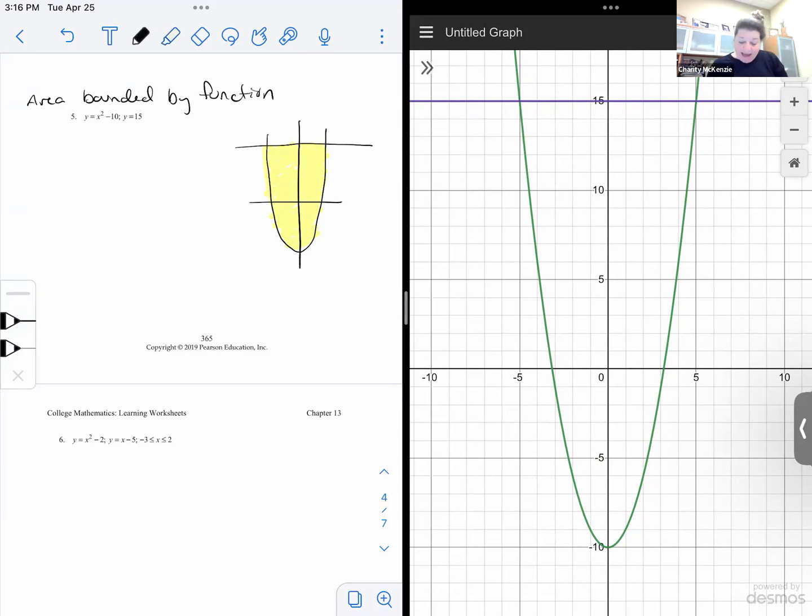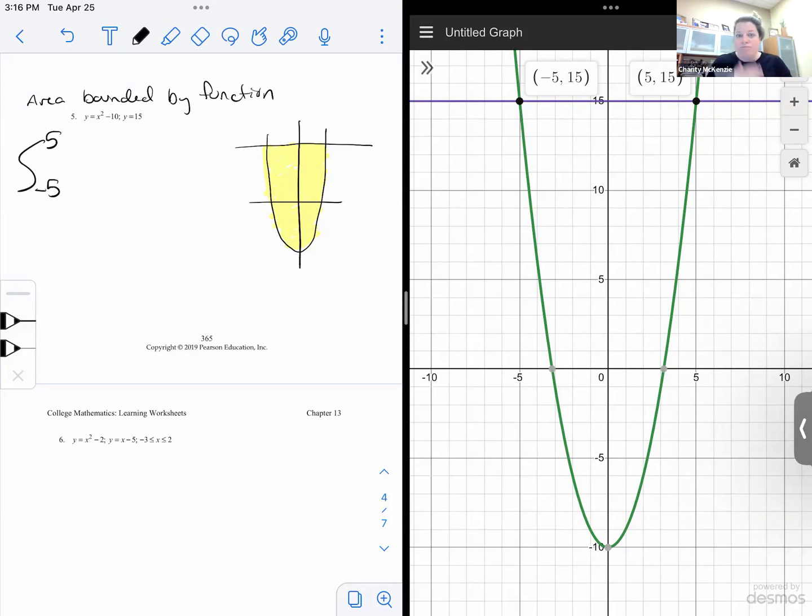So if I'm going to do that, where am I going to start? You aren't given 0 to 10. You have to figure that out. Well, look, where do they cross? They cross here and here. I can see that on the calculator or on the graphing calculators, the intersection points, right? If they are not pretty, you're going to have to set these functions equal to each other and solve. They're super pretty. We can see them. So that's going to lead us to going from -5 to 5.